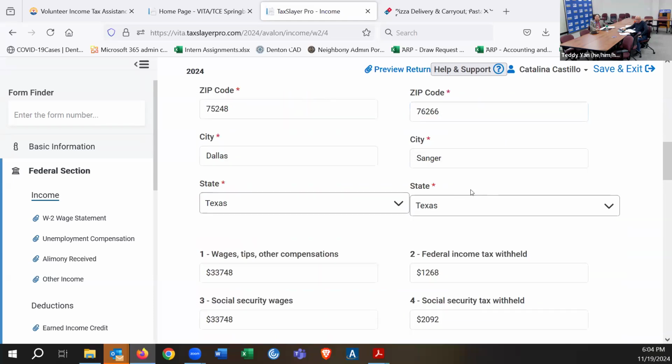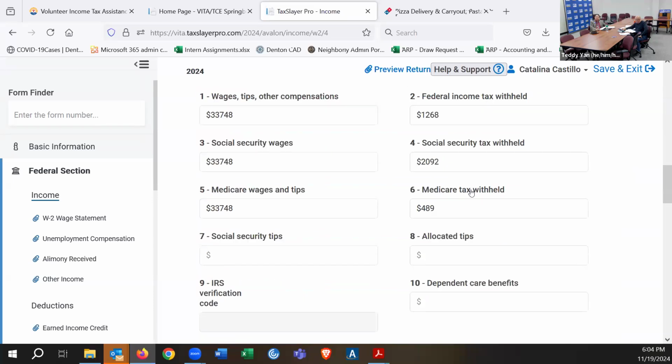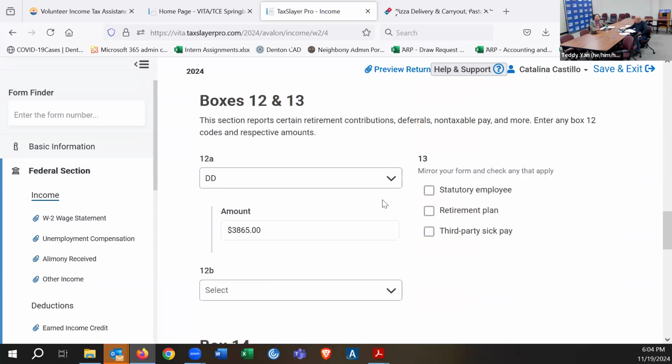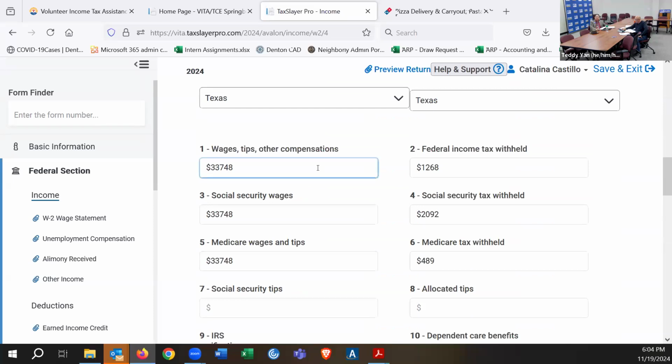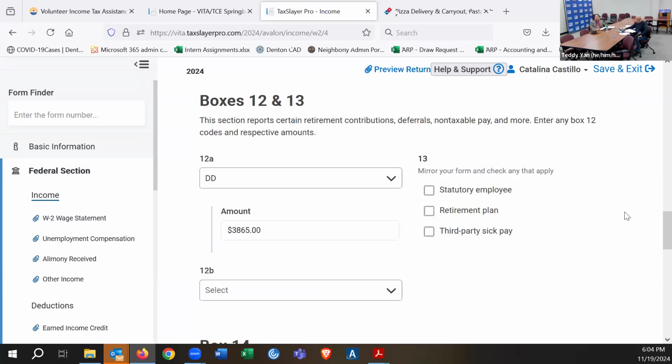Her address properly imports, or should properly import. And there's nothing tricky about this W-2. It just has box 1, 3, and 5 all matching, box 2, 4, and 6. Well, 2 you have to manually enter, but boxes 4 and 6 should automatically match. Then there's some health insurance information in box 12 alpha, code DD for 3865.